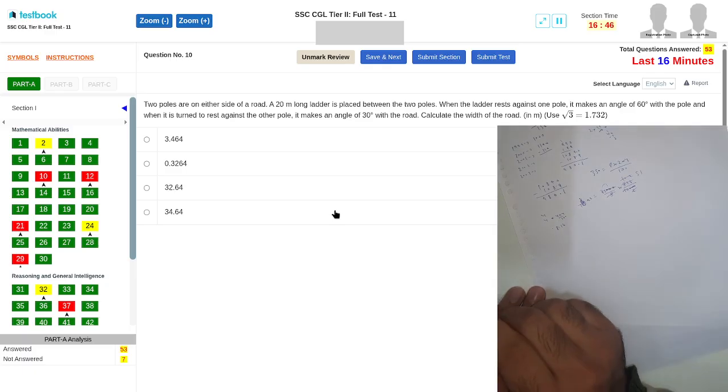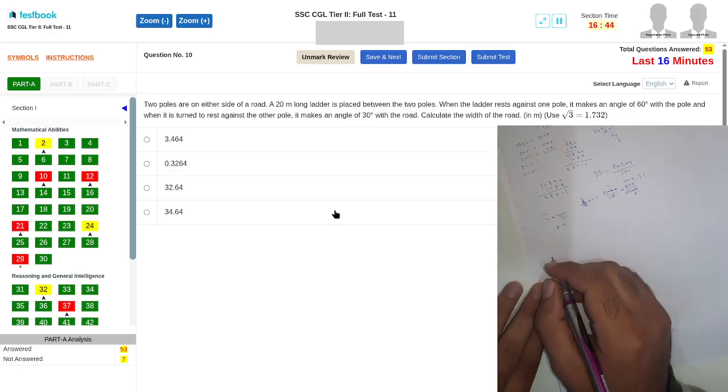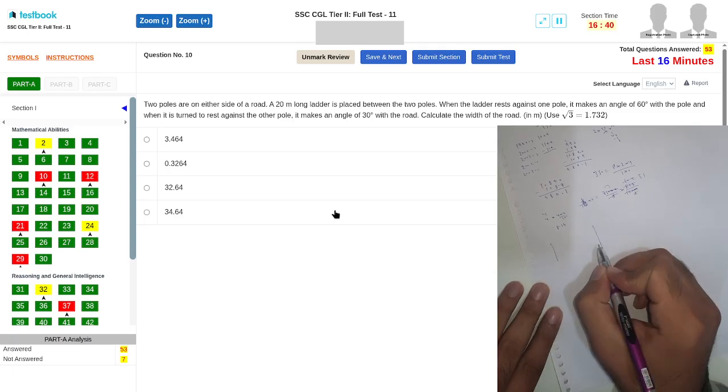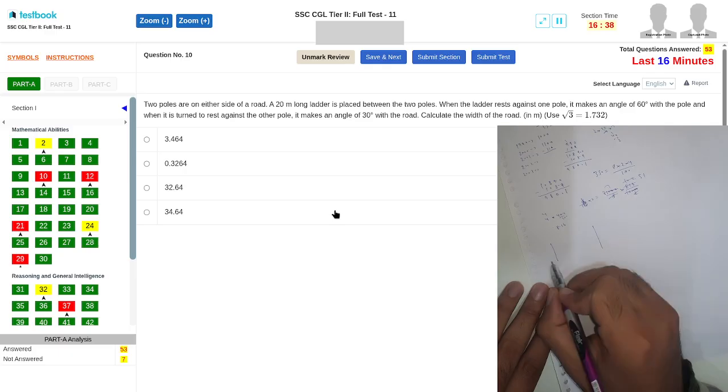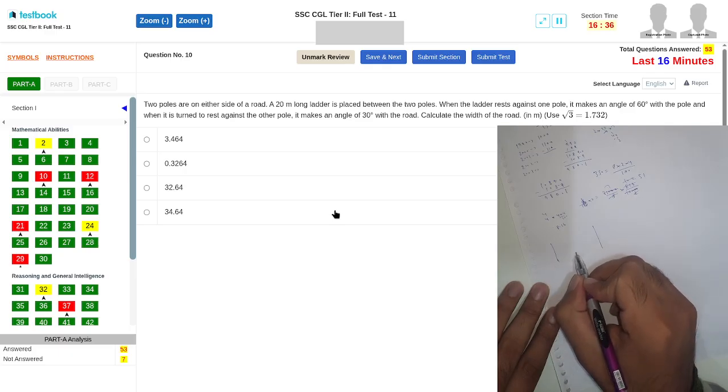Two poles are on the side of the road. And a 20 meter ladder is placed between the poles. With the two poles, when the ladder rests against one pole, it makes an angle with the pole. And when it rests against the other pole, it makes an angle.